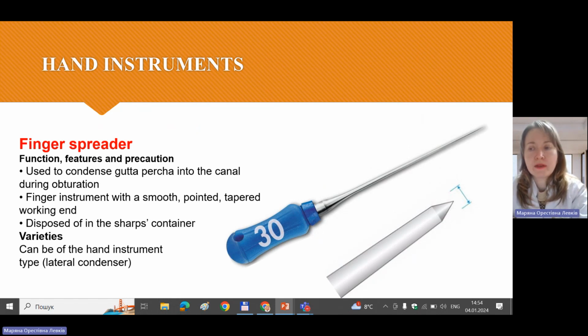Finger spreader. The function of this instrument is to condense gutta percha into the canal during obturation. It is a finger instrument with a smooth, pointed, tapered working end. It is disposed of in a sharps container, and it can be a hand instrument type, like a lateral condenser. And pay attention, this is the working end of the instrument and handle, and magnification of the working end of the finger spreader.